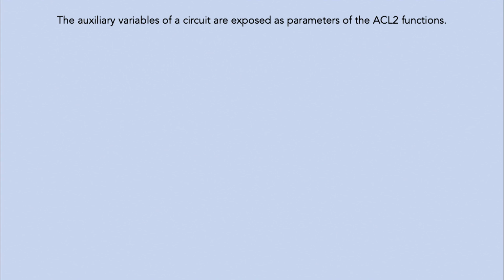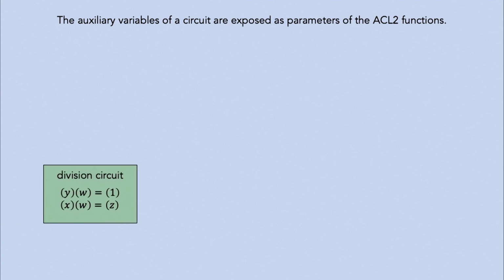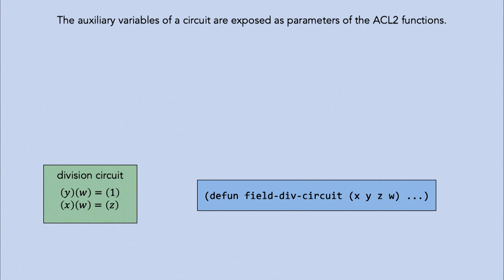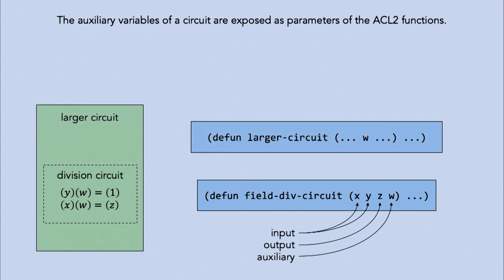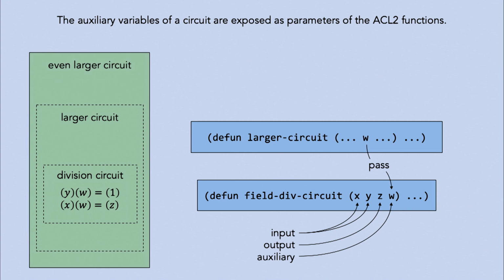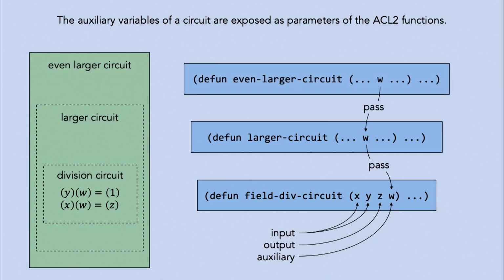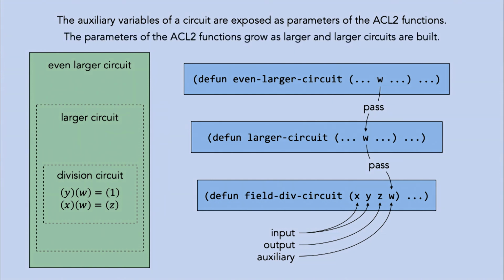And here's the issue. It's related to the auxiliary variables of these circuits. The problem is that they are exposed as parameters of the ACL2 functions. So here's again the division circuit, and here's the ACL2 function. Remember, it has inputs, outputs, and auxiliaries as parameters. So if there is a larger circuit that uses division, its ACL2 function has to have a parameter for the W of the division circuit. If there is an even larger circuit, that also has to have a parameter. So you can have many instances of division. Some circuits have lots of internal variables. This gets out of hand at some point as you build a bigger circuit. There's a lot of these intermediate variables. They're internal, so why are they exposed?